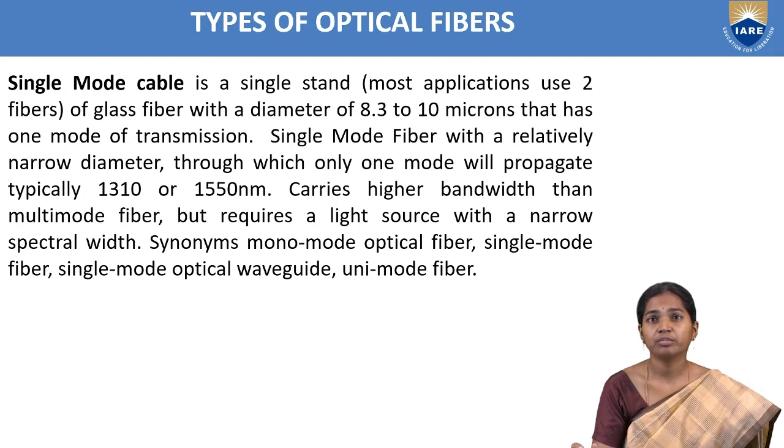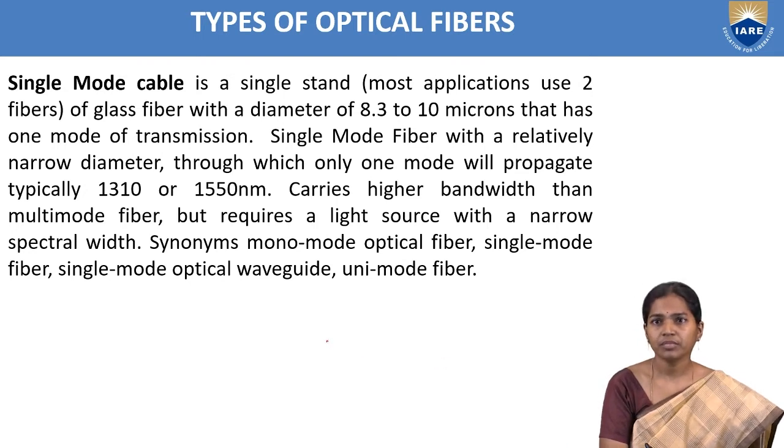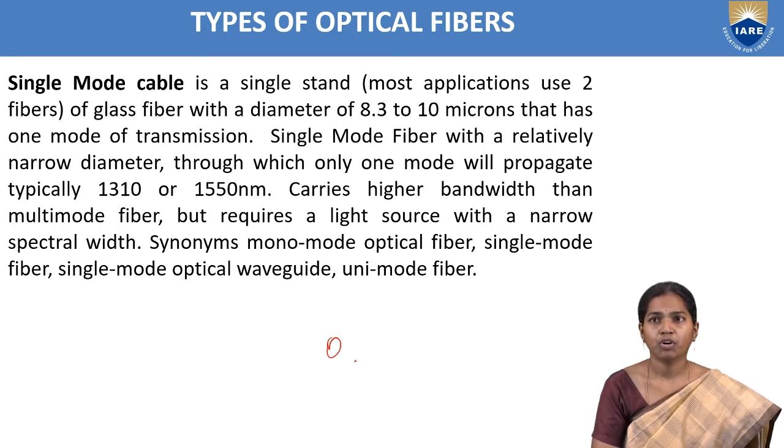Narrow spectral width means the diameter of the core is very small, and here the spectral width is also narrow. This single mode fiber is also called monomode optical fiber, single mode optical waveguide, or unimode fiber. It has a small diameter of 8.3 to 10 microns only. The propagation is typically at 1310 nm to 1550 nanometers.